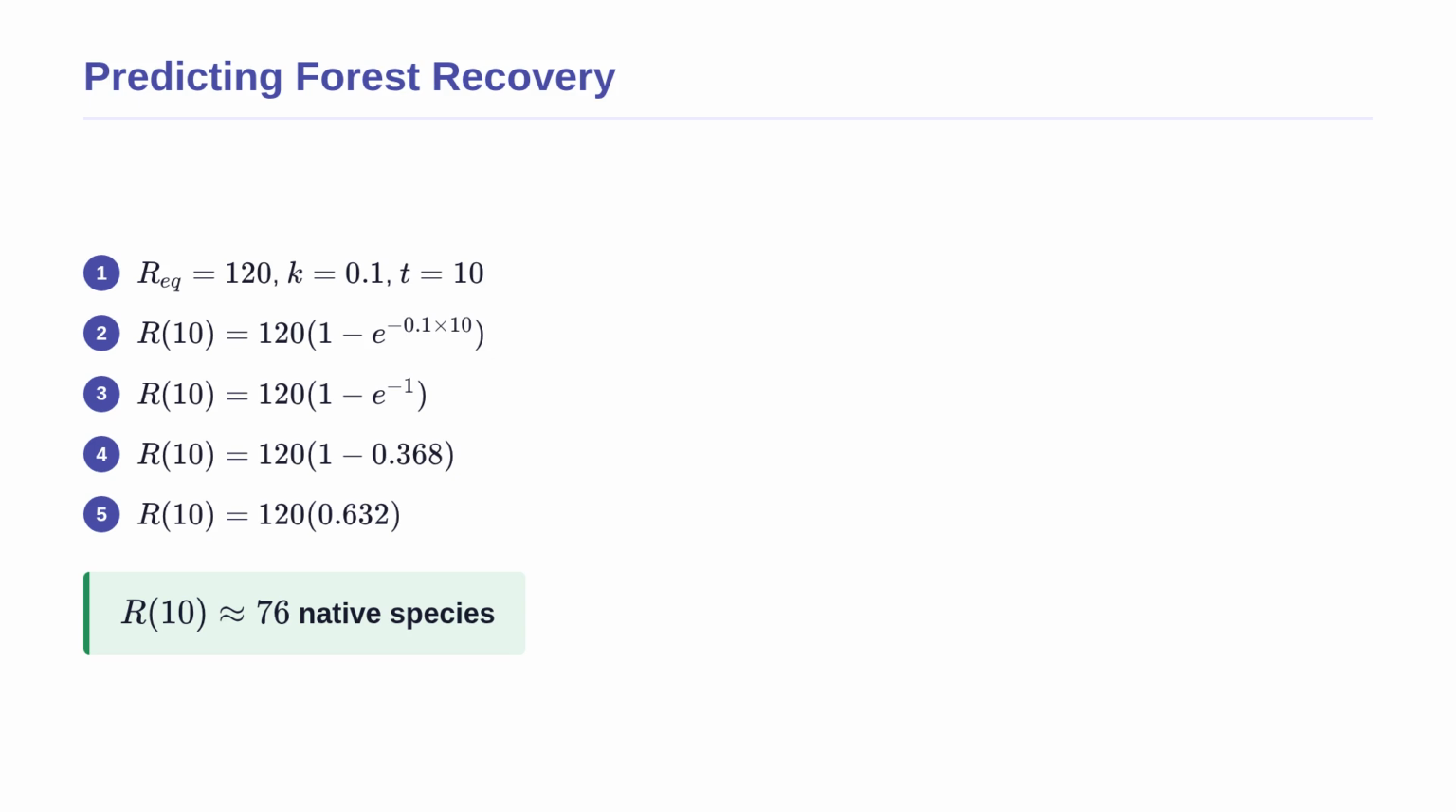We plug these exact values into our equation. Multiplying the rate and time gives us an exponent of -1. The exponential term evaluates to approximately 0.368, meaning 36.8% of the ecosystem is still missing. Subtracting this from 1 shows we have reached 63.2% recovery. Multiplying by our target gives us about 76 native plant species thriving after a decade.